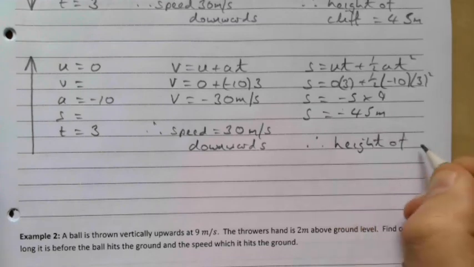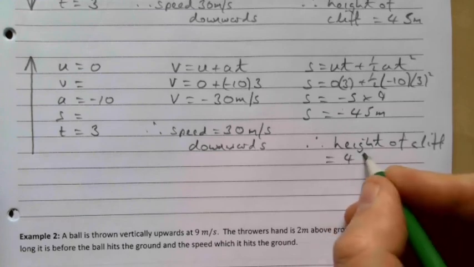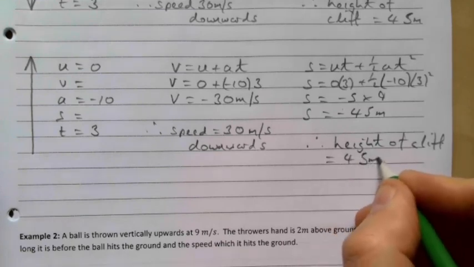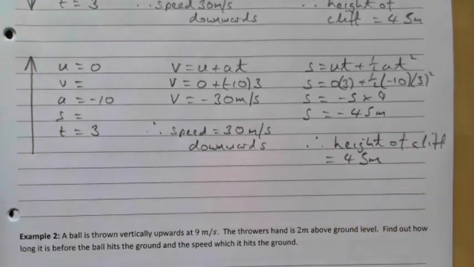Height of cliff is equal to 45 meters. That will be positive because it's down.